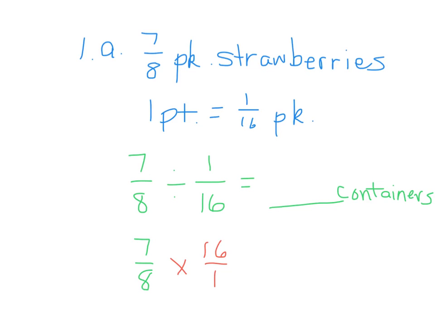Now I can reduce before I multiply. So 8 and 16 are going to reduce. And my answer is going to result in 7 times 2, or 14. And 1 times 1, or 1. So how many containers is that? That is 14 containers.